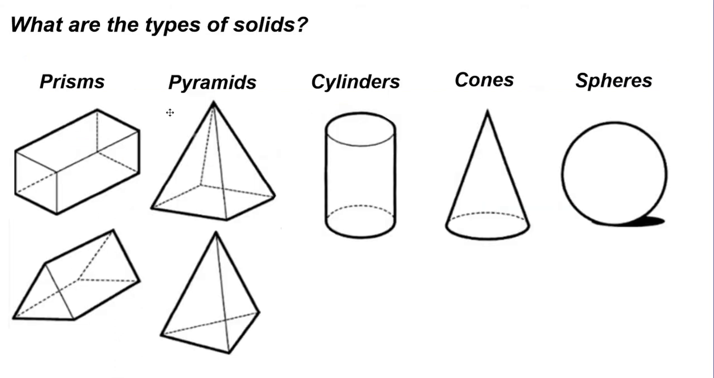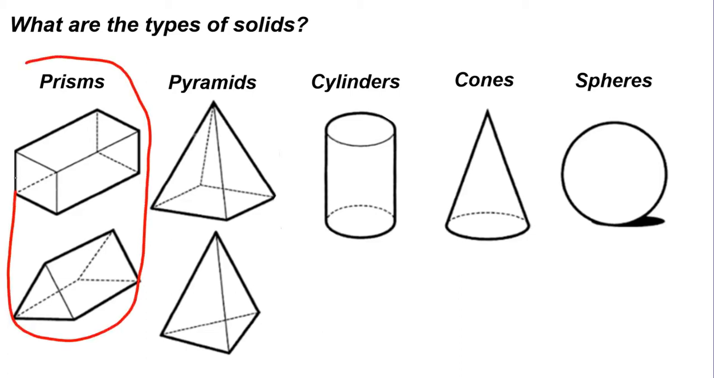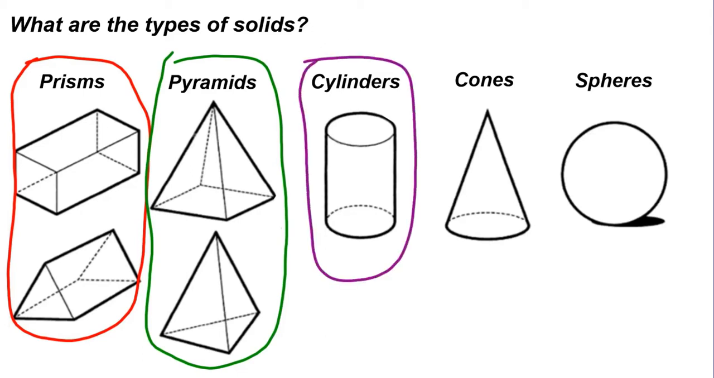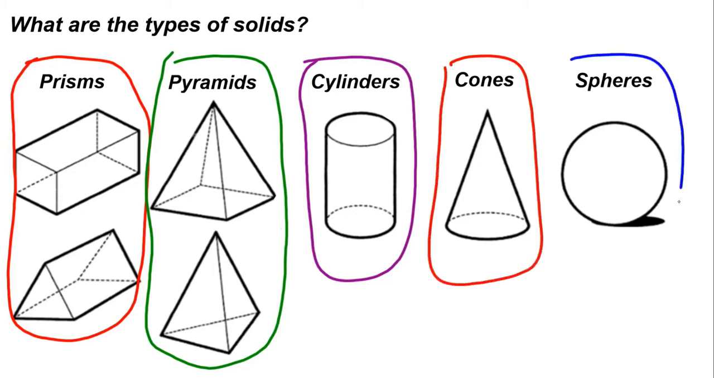So first of all, what are the types of solids? Well, as I just mentioned, we have prisms. That is one family of solids, and these are two examples of prisms here. And then we have pyramids. These are examples of pyramids here. We have cylinders. We have cones. And we have spheres. So what are the differences between all these different types of solids?